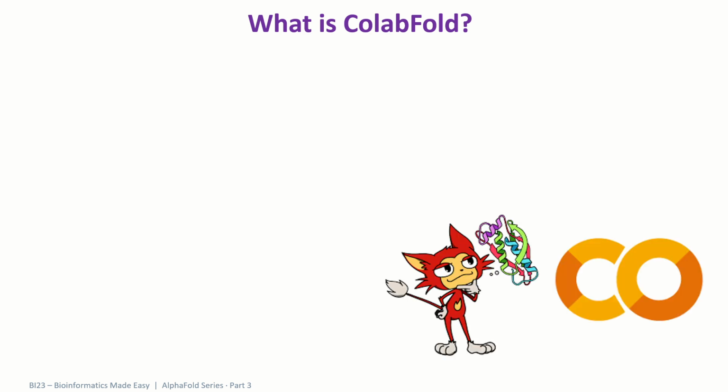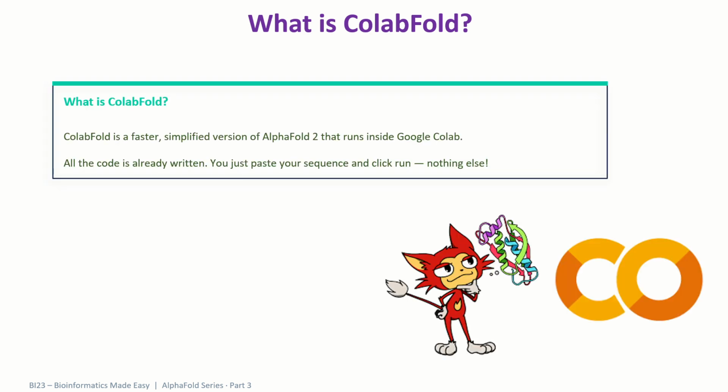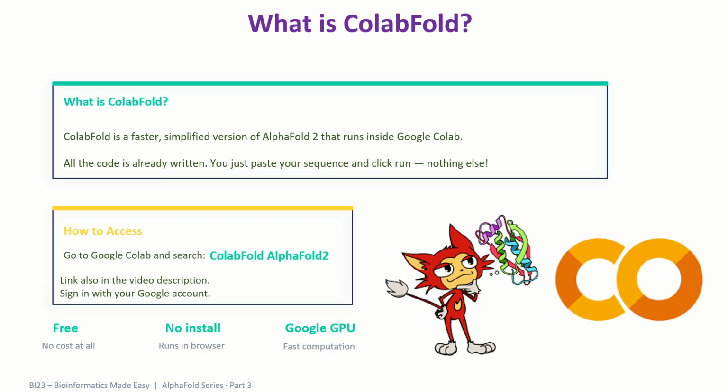So what is ColabFold? ColabFold is a simplified, faster version of AlphaFold 2 that runs inside Google Colab. Google Colab is basically a free online notebook where you can run code without installing anything on your computer. Someone has already written all the code for us. We just need to fill in our protein sequence and click Run. That is it. Nothing else.